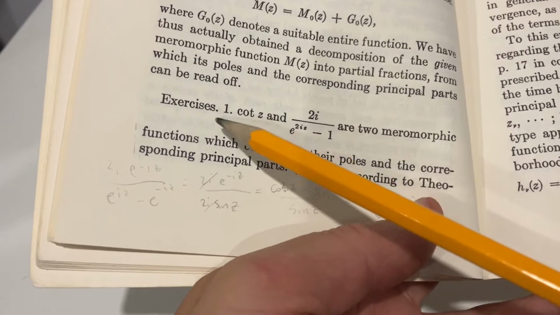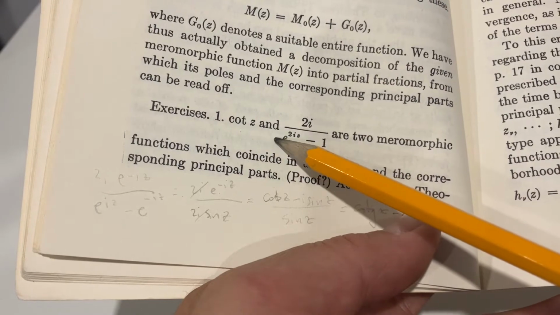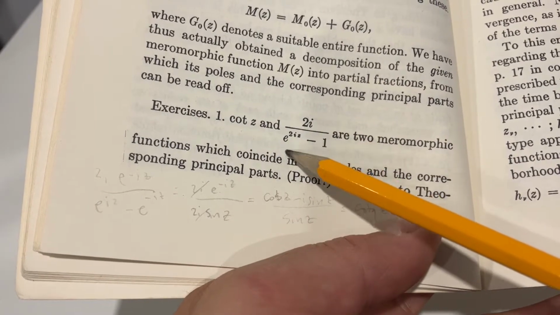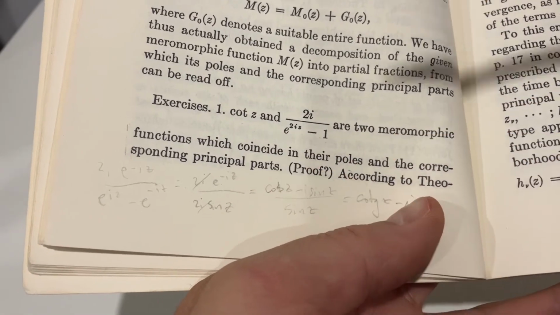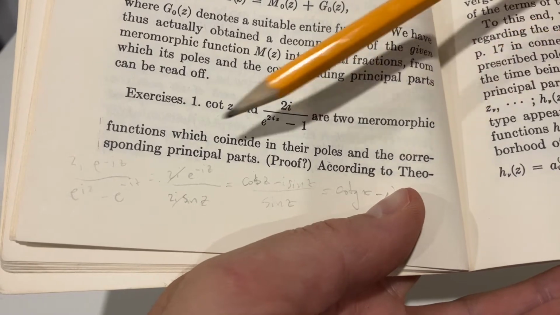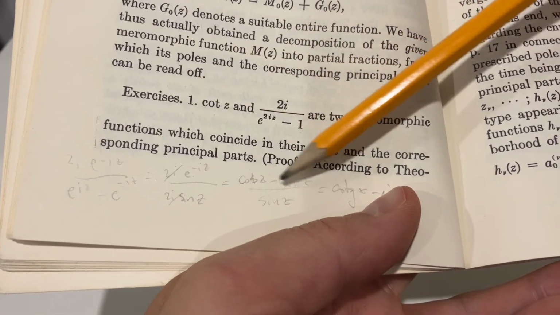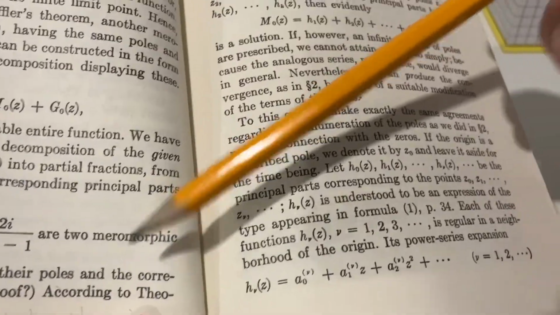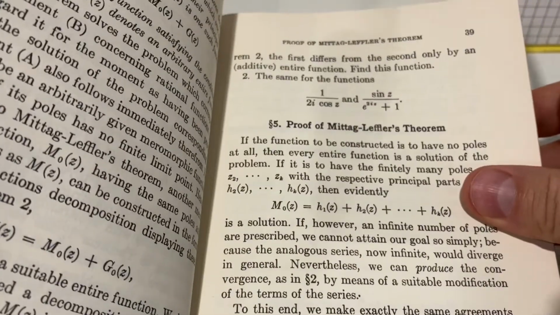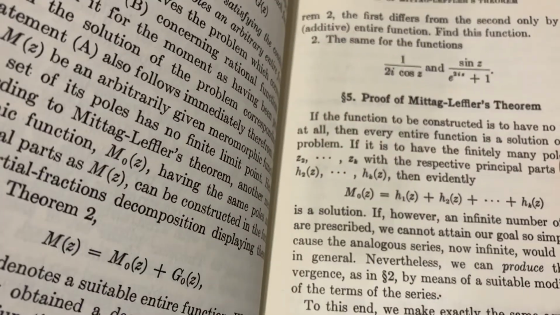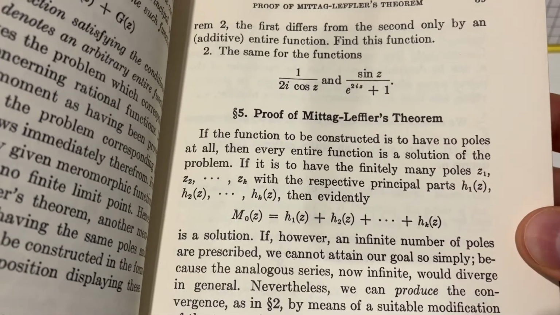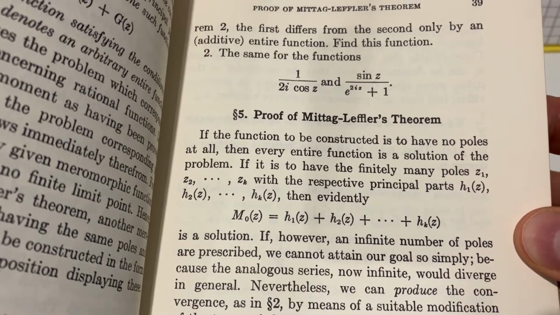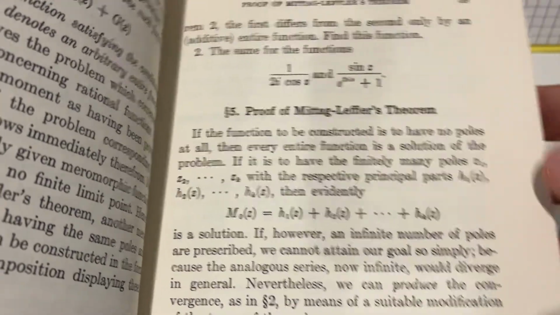Okay, so exercise number 1, cotangent of z and this function 2i over exponential of 2iz minus 1 are two meromorphic functions which indeed coincide in their poles and the corresponding principal parts. So we're going to prove that here, okay? So according to the Mittag-Leffler's theorem, the first function, which is the cotangent of z, differs from the second only by an additive entire function. So we need to find this function, okay? That's the goal of the problem.